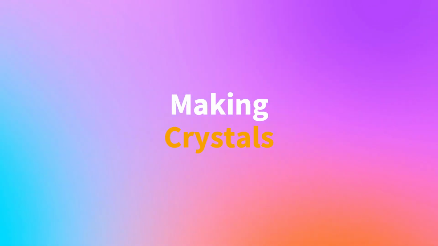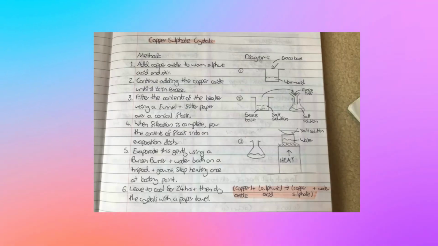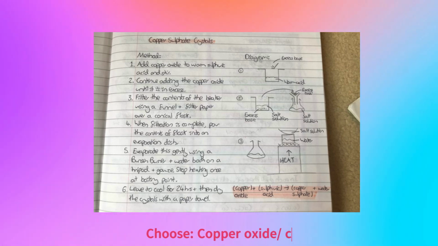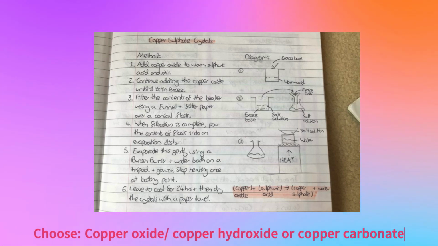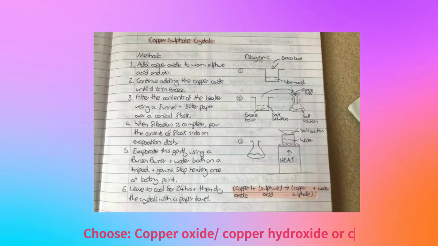It is really common to get a 6 marker on making crystals, so it's really important you learn this method to write in your exam. The example I'm going to show you is making copper sulfate crystals. So if we're told to make copper sulfate crystals, we know we've got to use copper, so copper oxide, copper hydroxide, copper carbonate, and we're going to need sulfuric acid. So I'm going to choose copper oxide.